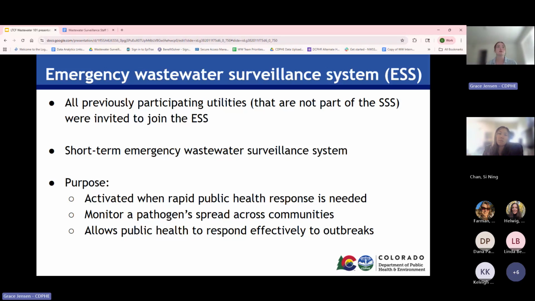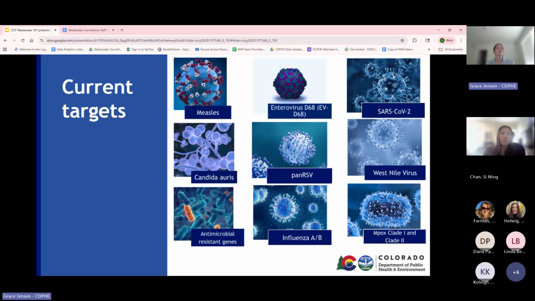We're able to monitor pathogen spread across communities. So we don't have to activate the whole state. We can activate regionally if we just want to take a more granular look at what's going on. And we're also able to respond more effectively to outbreaks this way. So this was a great way for us to continue to foster those really good relationships with our utility partners, even if we weren't testing with them routinely anymore. So here are the current targets that we're testing for.